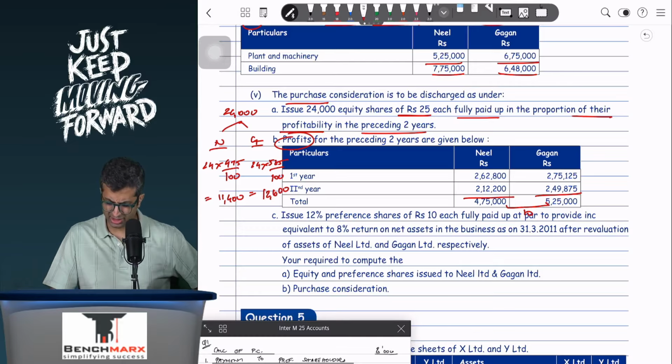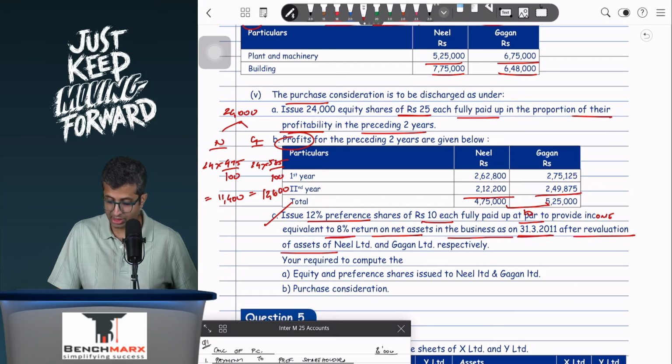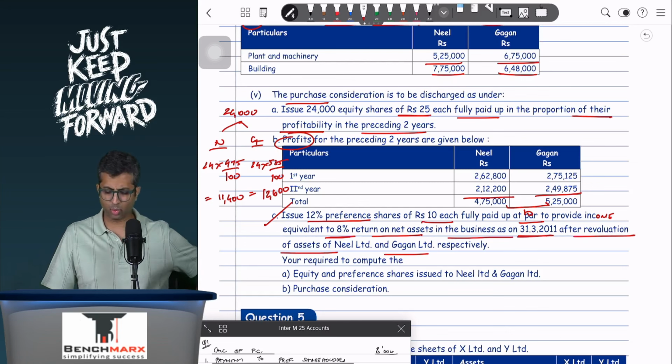Now this is easy. The difficult part will be for this. Issue 12% preference shares of rupees 10 each, fully paid at par to provide income equivalent to 8% return on net assets on the business as on 31st March 11 after evaluation of assets of Neil and Gagan respectively. Now what is it written?